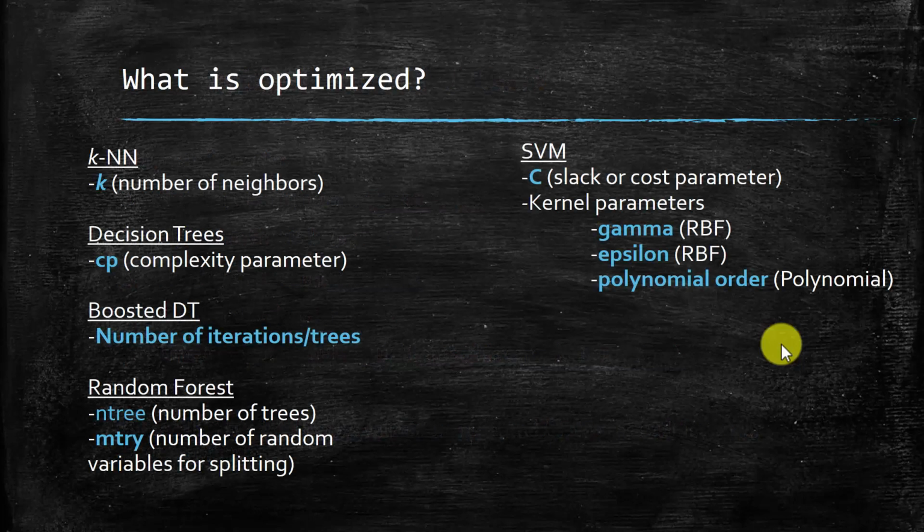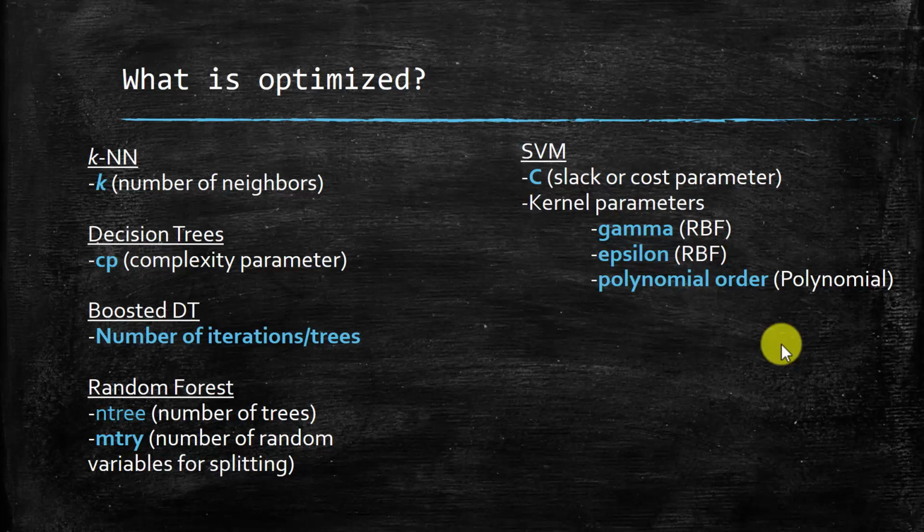Okay, so another question is, what is actually optimized? What are you actually trying to optimize? Again, for KNN, it's generally the K, or the number of neighbors. You can maybe, again, change the distance metric if you wanted. For decision trees, it's generally the complexity or pruning parameter. So with rpart, that would be CP. For boosted decision trees, it's generally the number of trees. For random forests, it's generally the number of trees, and mtry, the number of random variables.